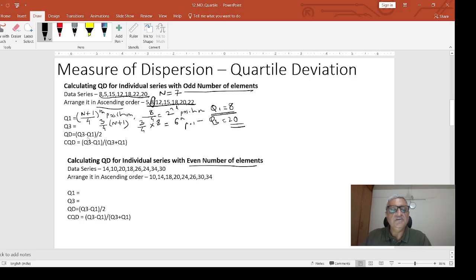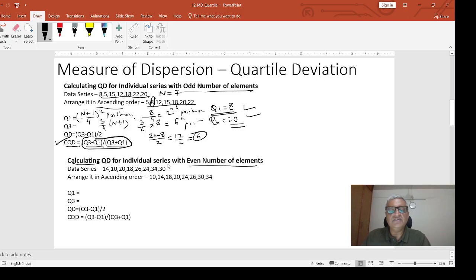What is QD? Quartile deviation is Q3 minus Q1 divided by 2, which is 20 minus 8 divided by 2, that is 12 by 2, which is equal to 6. And what is CQD? I suggest you, since you know what Q1 is and what Q3 is, just use this formula and calculate the coefficient of quartile deviation.